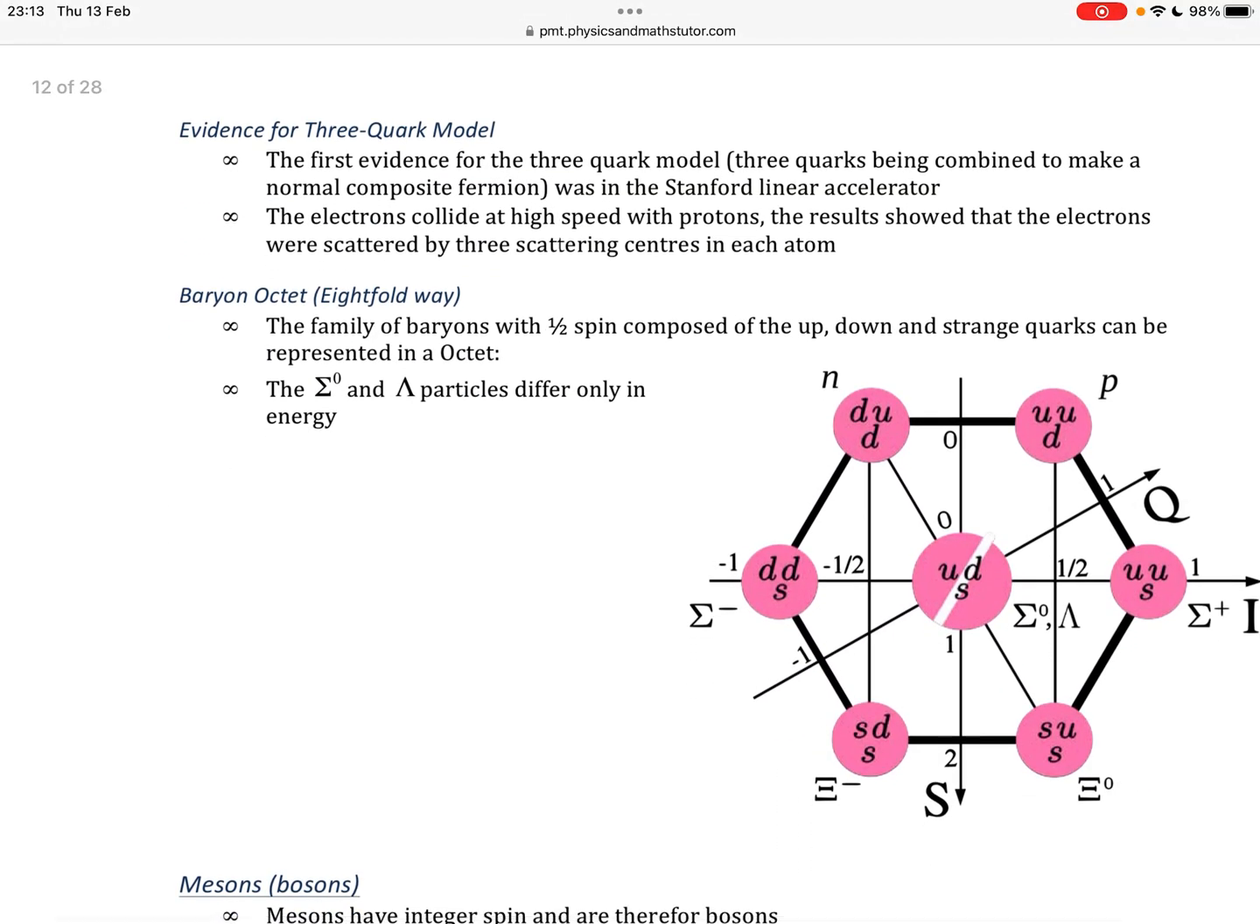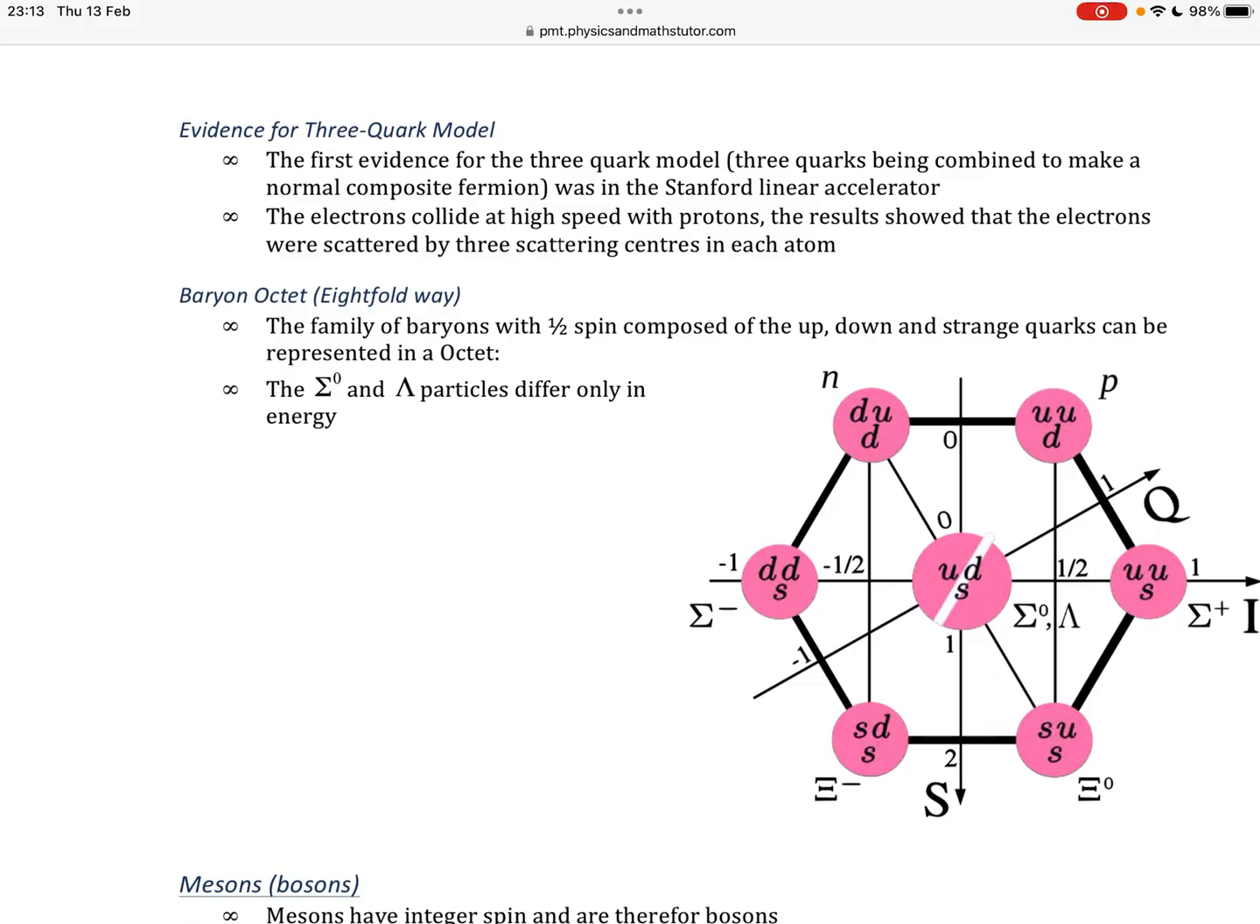Okay, if you're thinking what is the evidence for the three quark model? The first evidence for the three quark model, which is three quarks being combined to make a normal composite fermion, was in the Stanford linear accelerator. The electrons collide at high speed with protons. Results showed that the electrons were scattered by 3 scattering centers in each atom.